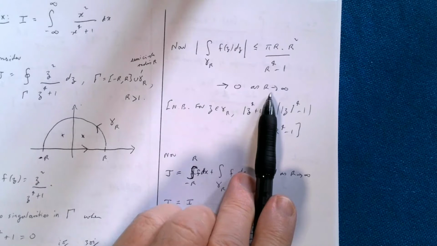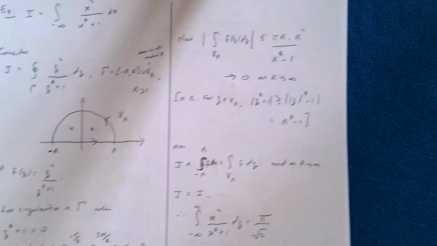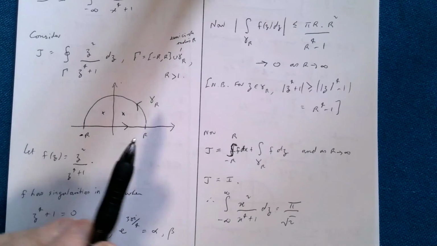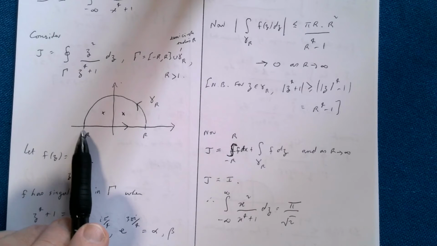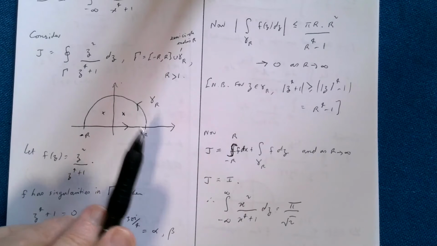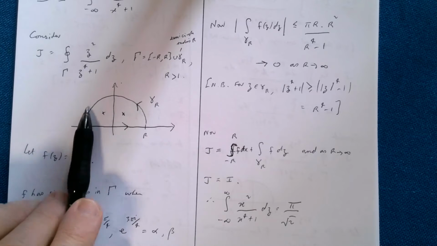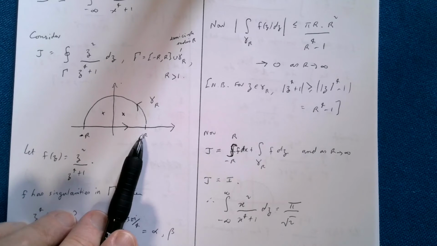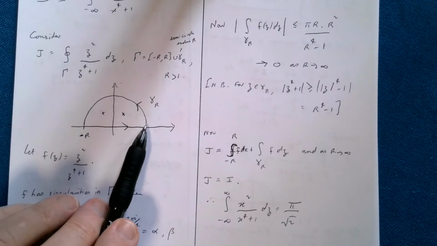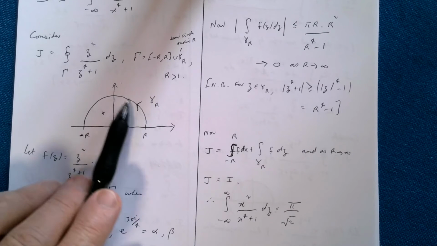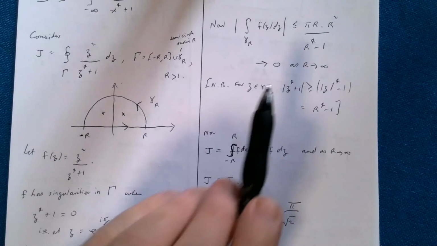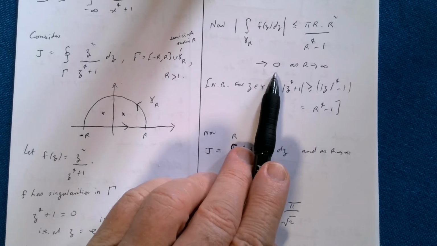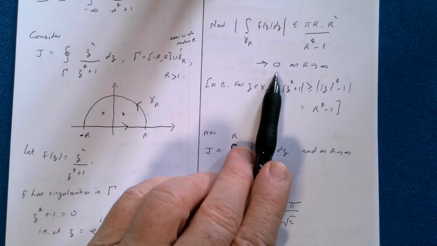Now just enjoy that, because that's very lovely. We were really interested in the integral along the real axis. We added in this extra bit up here on this semicircle, and then as R goes off to infinity, the contribution to our integral from the top part goes to 0. We introduced it, and it kindly exits as R goes to infinity.